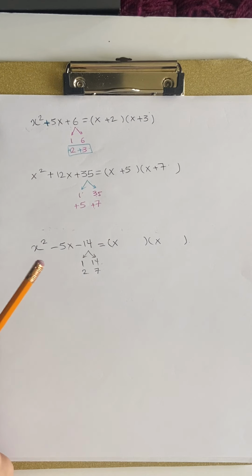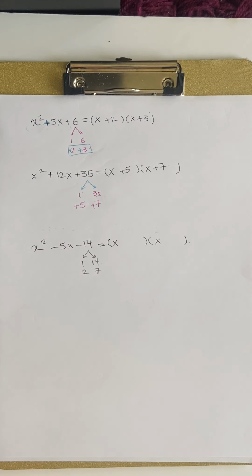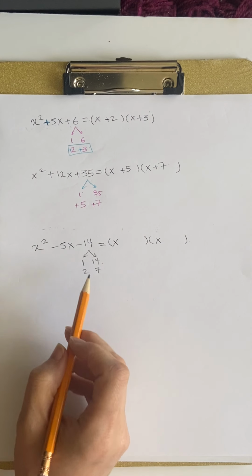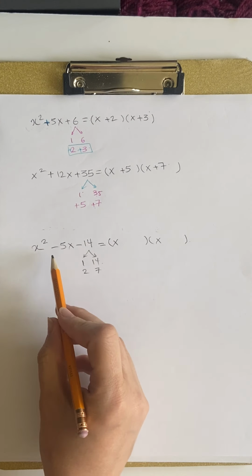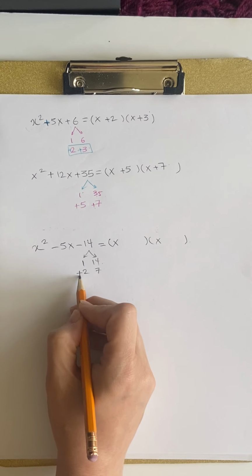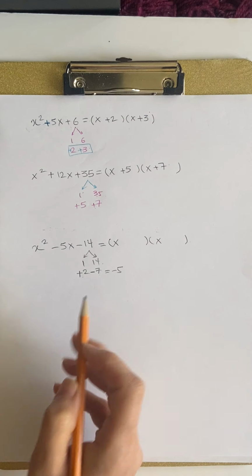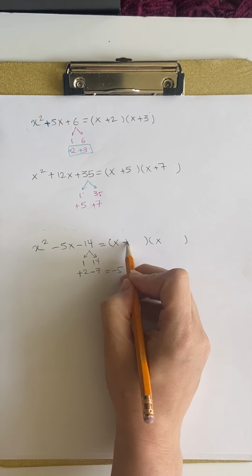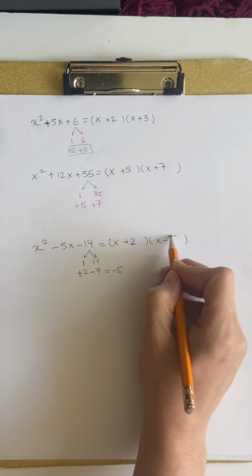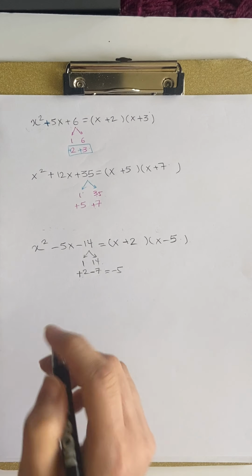Now, how can I make negative 5? How can I multiply them to have negative 14? If that's negative 14, I need to know that one of them needs to be positive, one of them is negative. So then I start with different combinations, and I see that if I have a positive 2 and a negative 7, that gives me a negative 5. And positive 2 times negative 7 is negative 14. So then I understand that one is going to be x plus 2, one is going to be x minus 7. Let's do one more example.